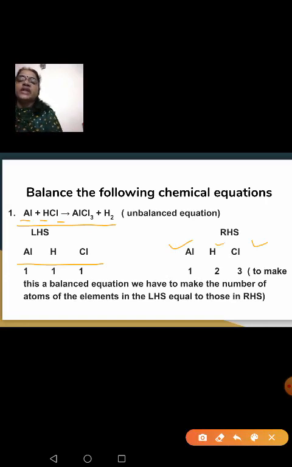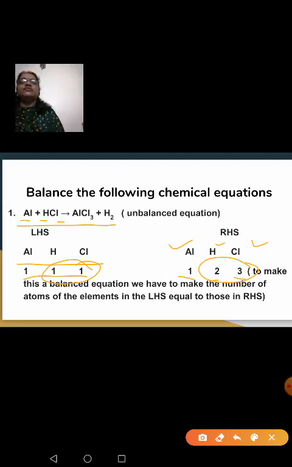Now when I count the number of atoms, aluminium is 1 on the LHS, hydrogen is 1 and chlorine is also 1. On the RHS, aluminium is 1, hydrogen is 2. When it is written H2, the number of atoms of hydrogen there is 2. And AlCl3 tells me that aluminium is 1 and chlorine is 3 here. So when I look at the number of atoms of hydrogen and chlorine, they are not equal on both the sides. When all the elements have an equal number of atoms, only then do you call the equation balanced. Here only aluminium shows an equal number of atoms on the left hand side as well as on the right hand side, whereas my chlorine and hydrogen are not equal.